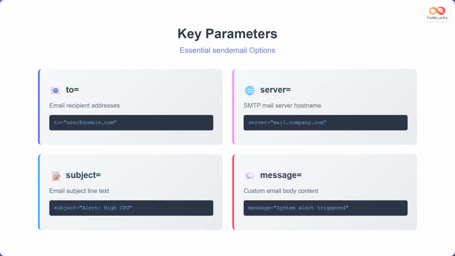Now let's examine the four most important parameters for the send email command. First, the to parameter specifies the email recipient addresses and can accept multiple recipients separated by commas. Second, the server parameter defines the SMTP mail server hostname that Splunk will use to send emails. Third, the subject parameter allows you to set a custom email subject line that can include dynamic content. Finally, the message parameter lets you add custom email body content beyond the default search results. These parameters form the foundation of most send email implementations and provide the basic functionality needed for email notifications.